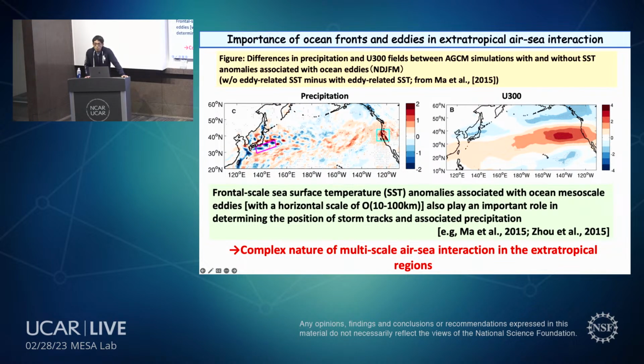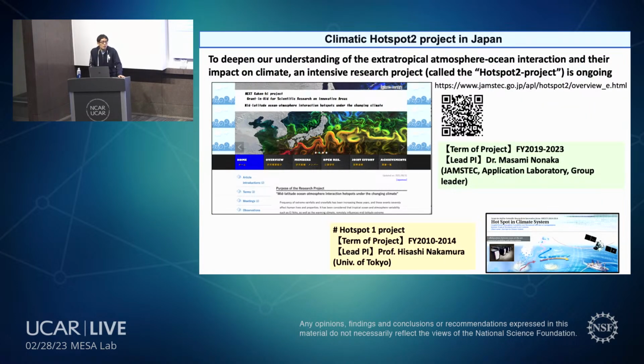The complex nature of multi-scale air-sea interaction in the extratropical region has attracted broad attention in recent decades. Such increasing interest in extratropical air-sea interaction motivated Japanese researchers to organize an intensive research project focusing on it. A research project called the Hotspot 2 project started in 2019, and it's still ongoing.